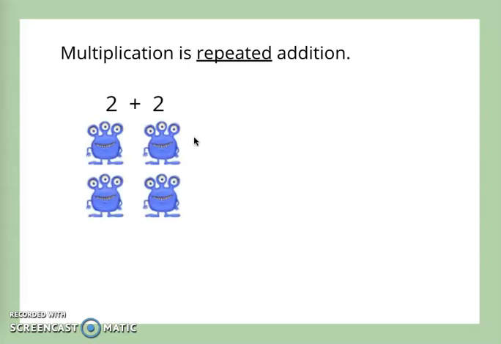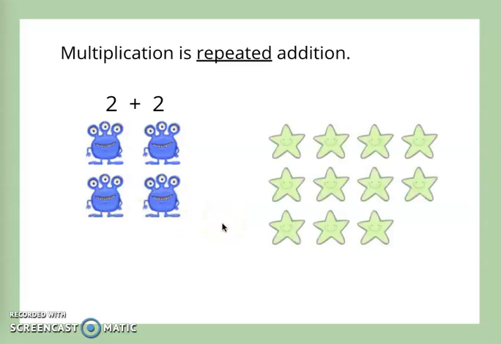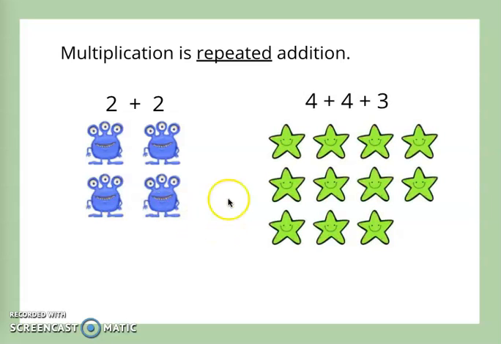Let's look at another example. We have right here on this side, 2 aliens plus another 2 aliens. On this side, we have 4 green stars on the top row, 4 green stars in the middle row, but 3 stars in the last row. So the equation for this is 4 plus 4 plus 3. Now, which of these two pictures can be changed into multiplication?